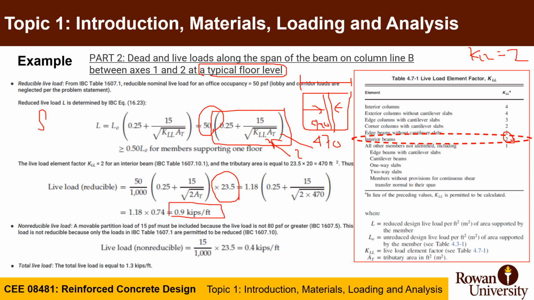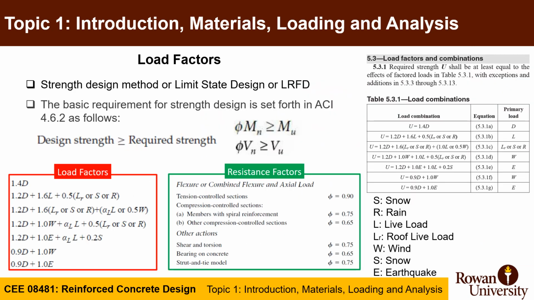Remember, this is a typical floor, and the load is 50. You have to include the partition, not reduced. It's going to be multiplied by the perpendicular distance of 23.5. So you get an unreduced load of 0.4 and a reduced load of 0.9. That's going to be a total live load of 1.3. And the only thing left in this part of the presentation is how to include the live load factors.